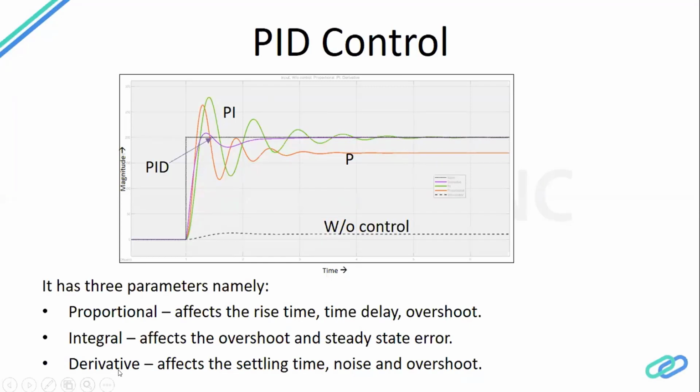Then if we want to reduce the overshoot as well, we add the derivative term, which reduces your overshoot and makes it stable, or settles the response faster. And you can see the PID controller is having the most optimum response compared to without a controller. So without going into the mathematics, this is how the PID controller actually works, with different terms creating different effects on your system response.